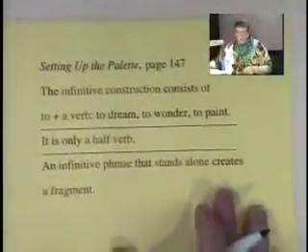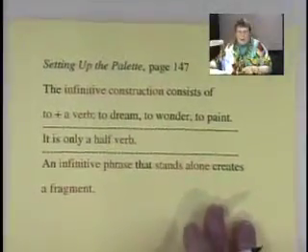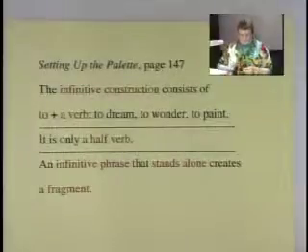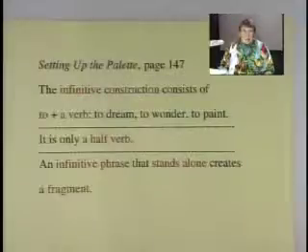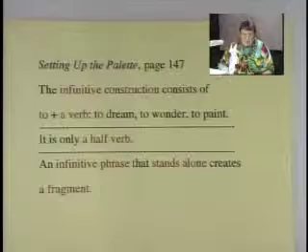Well, the first half verb that I want you to master is the infinitive, and that includes the terminology. No longer can you say half verb. Now you have to tell me what kind of a half verb it is. So the infinitive construction is always going to be "to" plus a verb, and here are some examples. To dream, to wonder, to paint. I would highlight it's only a half verb. And an infinitive phrase that stands alone is going to give you a fragment.